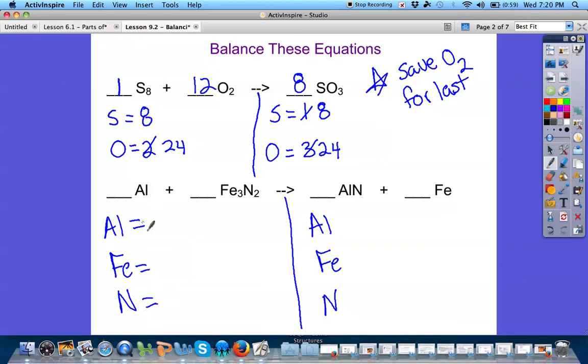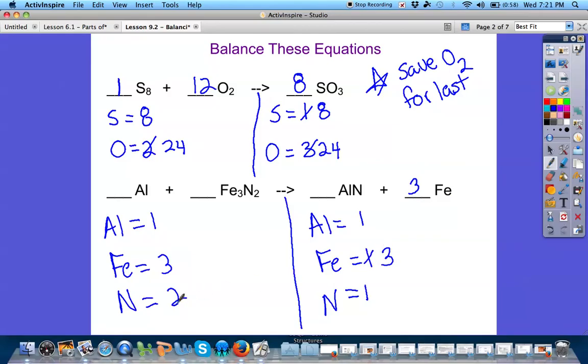So aluminum, we have 1 aluminum in our reactants. We have 3 iron and 2 nitrogen. In our products, we have 1 aluminum, 1 nitrogen, and 1 iron. So again, there's nothing that I can multiply by iron or nitrogen over here to get 1. So that means we need to first look at this side. Well, we can look at iron first. We need 3 of those. So 3 times the 1 iron gives us the 3 iron we need.